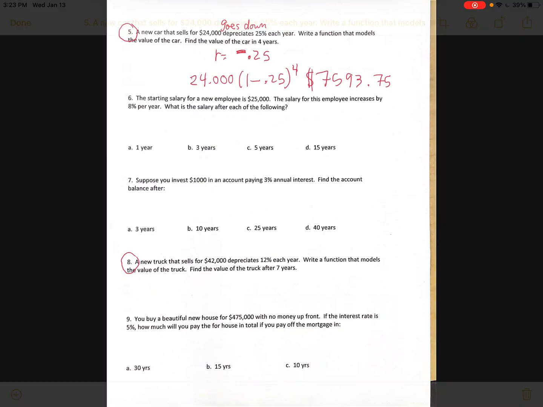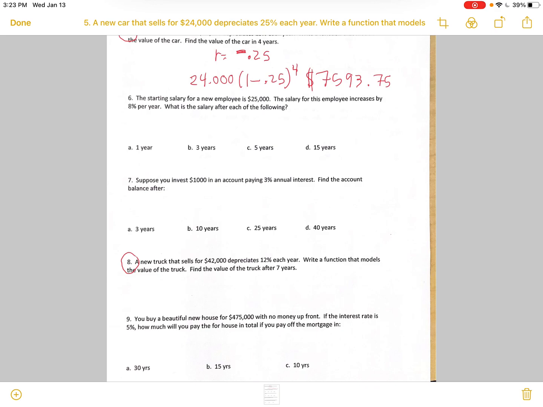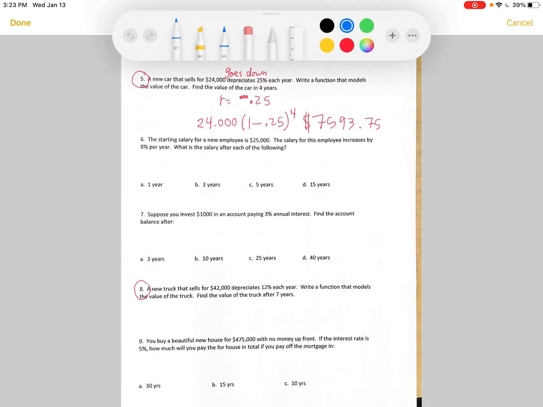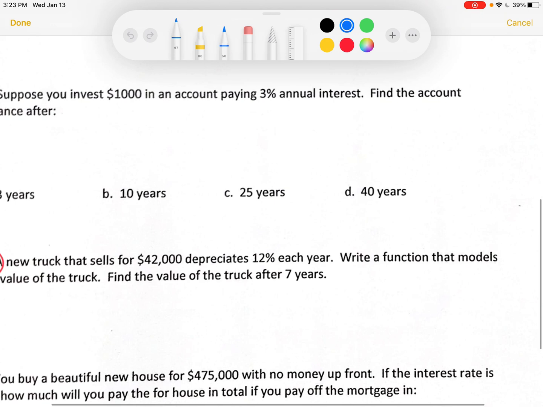So notice we have a certain word here, and that word is depreciates. Let me draw on this. There we go. This word depreciates. Depreciates means that the amount that it's worth goes down. Which is true. The second you drive a new car off the lot, it's no longer a new car. It suddenly becomes a used car, which means it's worth a whole lot less money.